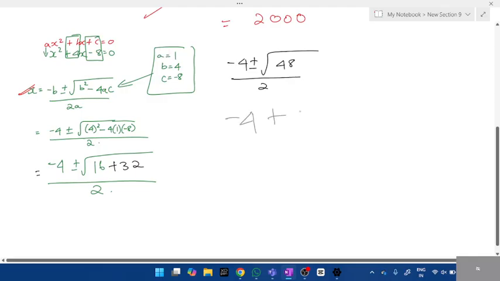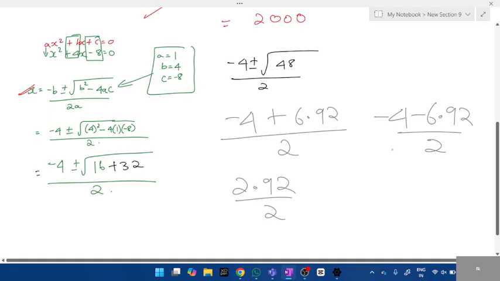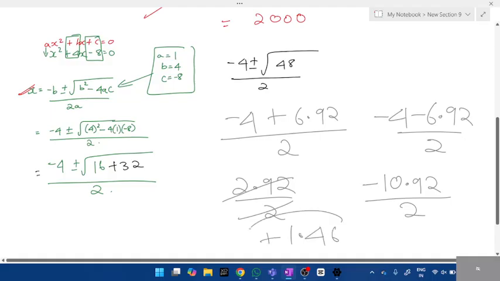Minus 4 plus 6.92 divided by 2. Minus 4 minus 6.92 divided by 2. What is minus 4 plus 6.92? You get 2.92 divided by 2. And here what do you get? 10.92 divided by 2. So the answer is positive 1.46 and negative 5.46. Go through this calculation. This is how you have to solve.